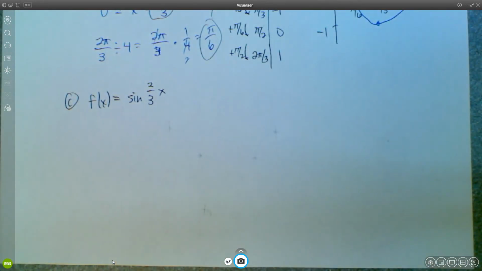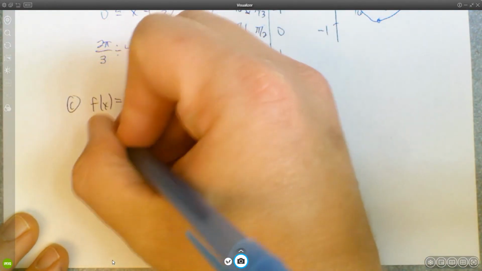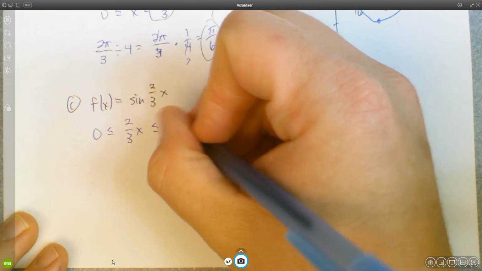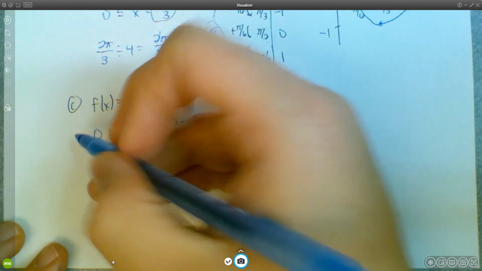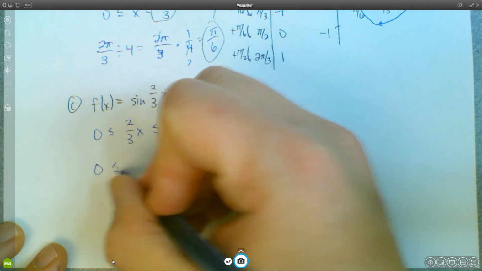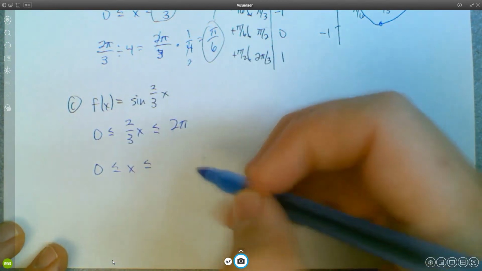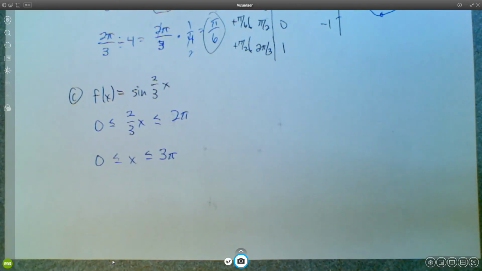Okay, so here's my solution. So first of all, I've got to figure out the period of this thing. So I'm going to squeeze 2/3 x between 0 and 2 pi, and then solve for x. So I should multiply by 3 halves, right? 0 times 3 halves, of course, is just going to be 0. 2 pi times 3 halves is going to be 3 pi. So the period this time is 3 pi.